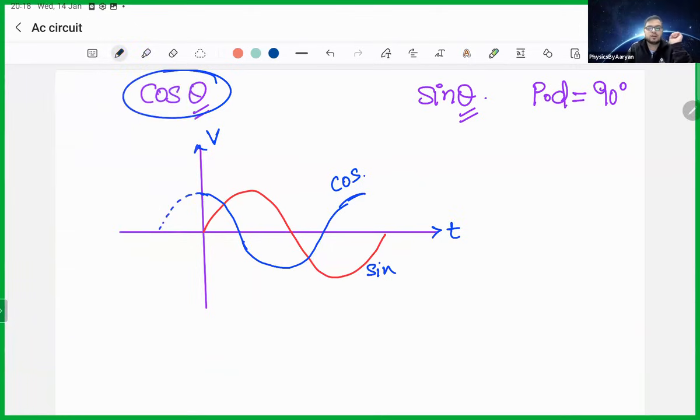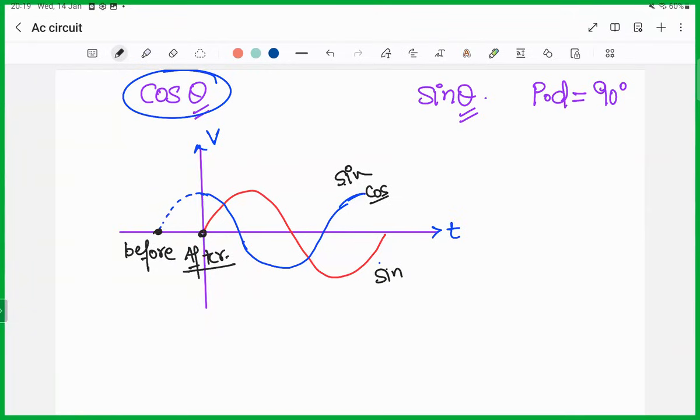See, what is the concept? Who took birth before? Let's say both waves are sine waves, because both of them look like sine. Actually this one is a cos wave, but let's say both are sine waves. Then who took birth before? This one took birth before, and this one took birth after. So who is ahead? Before. The one who took birth first is the one ahead.